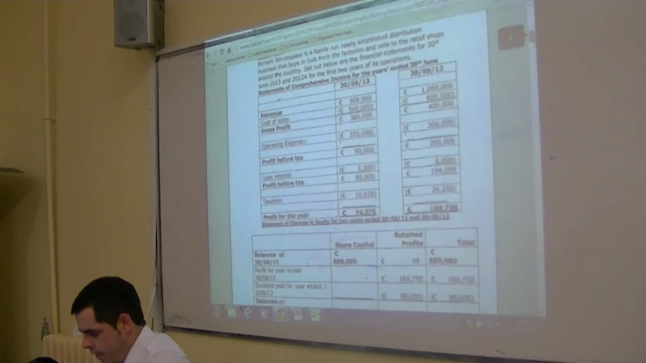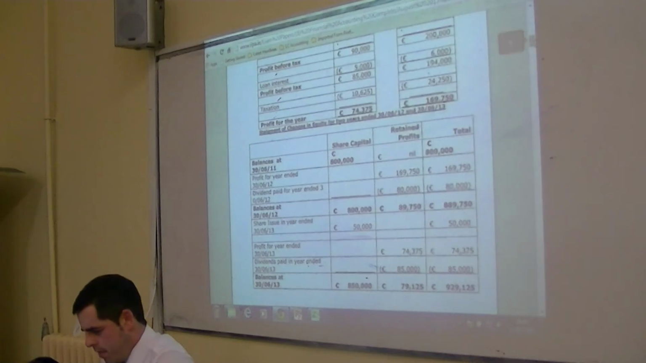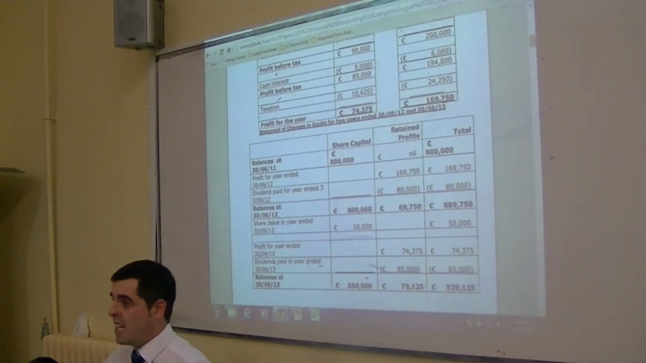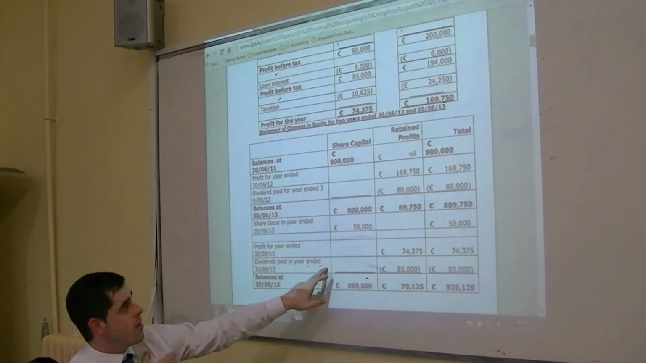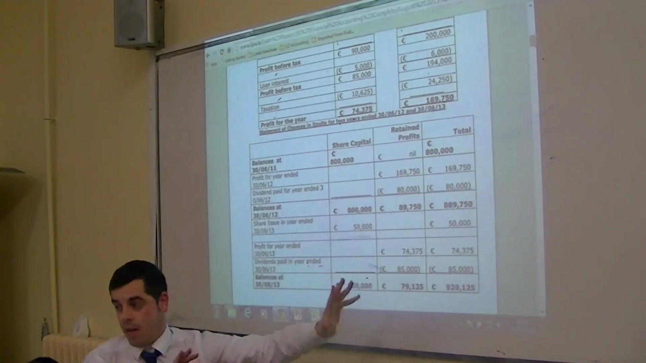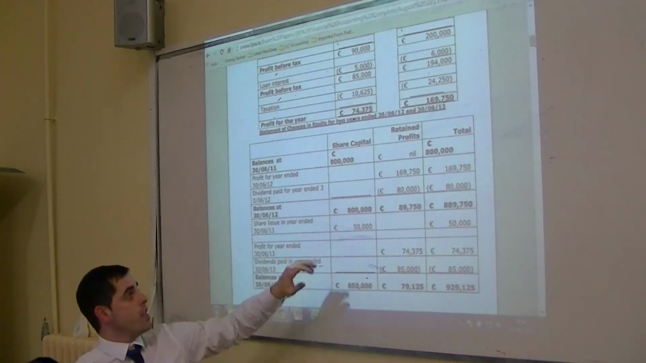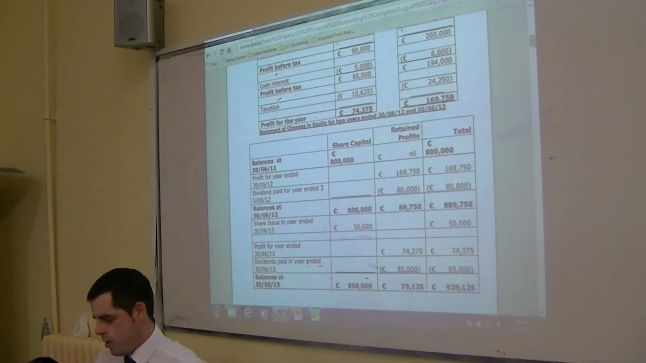So again, we're given our statement of changes in equity this time. The only reason they give you statement of changes in equity is for your dividends. So you'll see down here at the end of it, dividends paid for the year was 85,000, right? So that's all you need that for, nothing else really. You can get your issue of shares if you want to. You can get that from your statement of financial position.